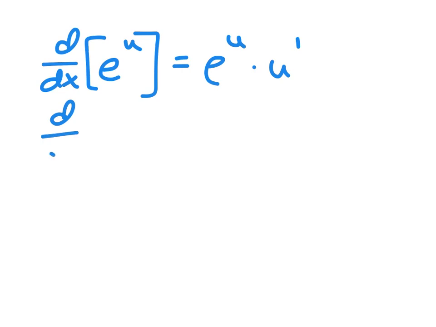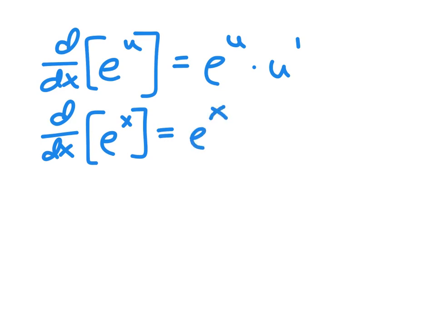So if I extend that a little bit, I could do something like e to the x. Well, the derivative of e to the x is just e to the x times the derivative of the exponent. Well, the derivative of x is 1, so it's just times 1, which we don't have to write, of course. So we'll look at one basic example of that.